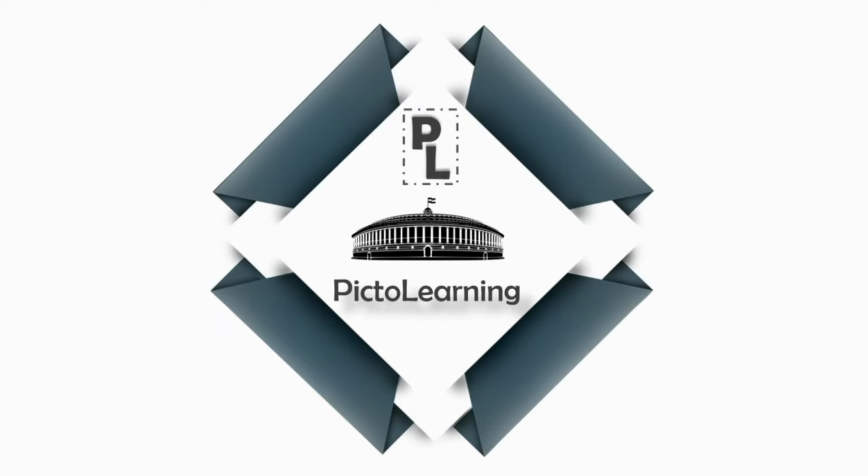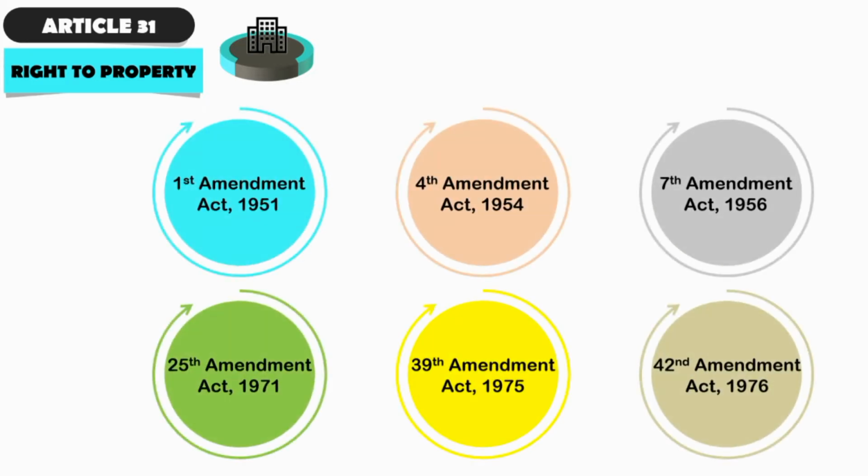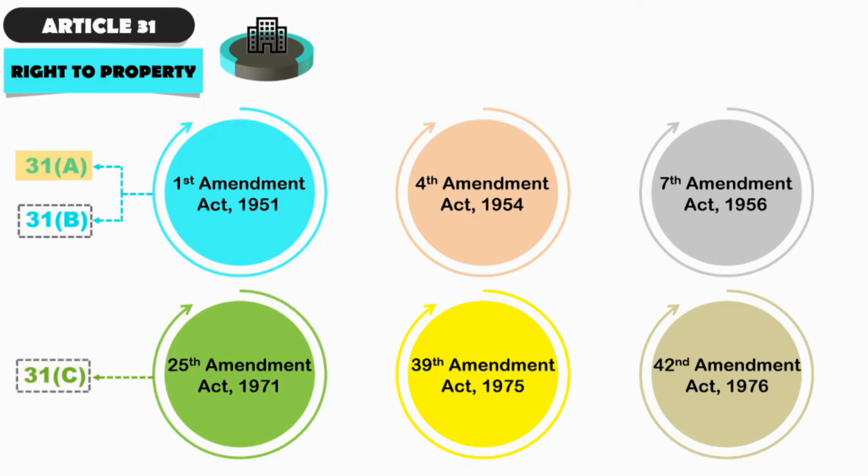In the last video we were discussing Article 31, that is the right to property, in which we saw that by the First Amendment Act of 1951, two clauses were added to Article 31, that is 31 Clause A and 31 Clause B. And by the 25th Amendment Act of 1971, 31 Clause C was added to Article 31 of the Indian Constitution. We discussed Article 31 Clause A in the previous video. In this video, we will be discussing Article 31 Clause B and 31 Clause C.